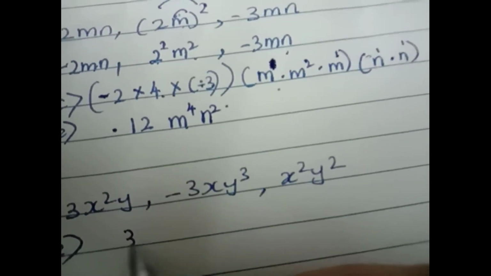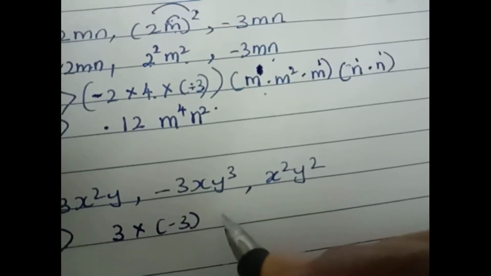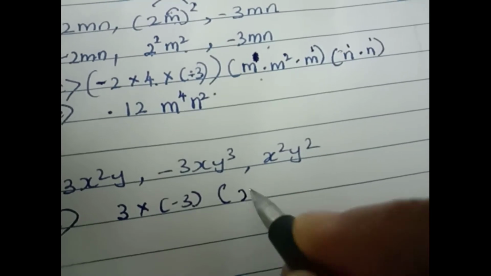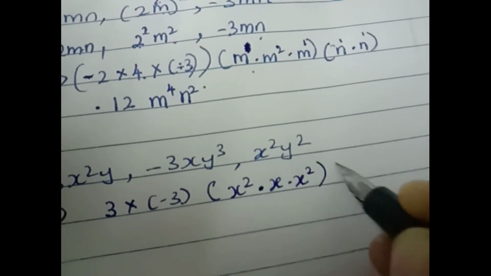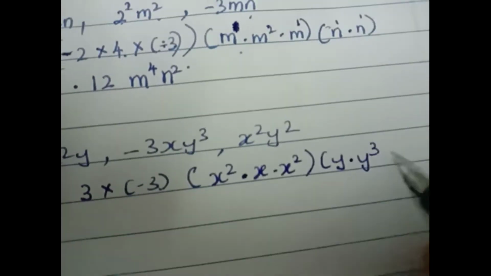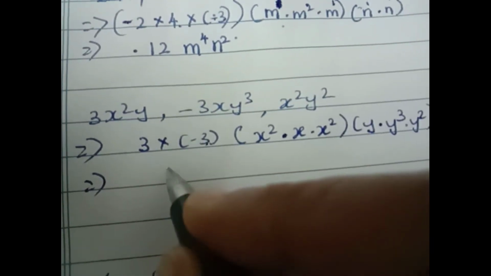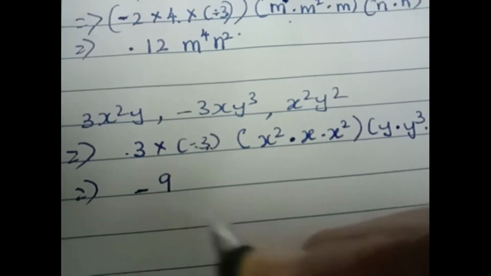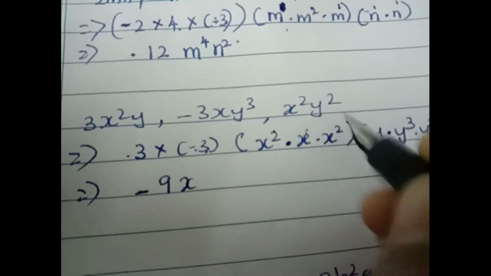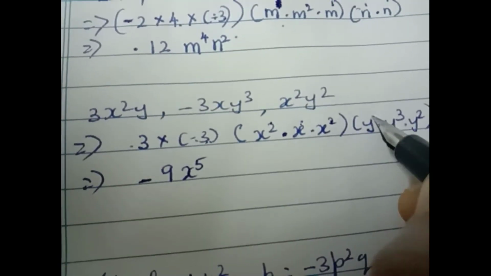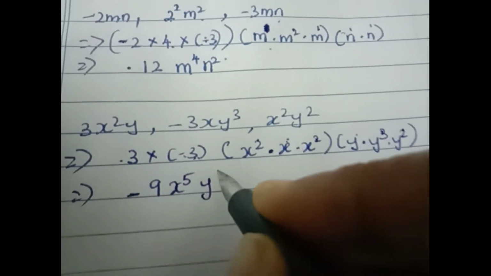Bring the constants together: 3 into minus 3. Then variables together: x square into x square, then y into y cube into y square. So here 3 3s are 9. Plus into minus is minus. x power 2 plus 2 is 4, wait x power 2 plus 1 is 3, 3 plus 2 is 5. Then y, 1 plus 3 is 4, 4 plus 2 is 6.